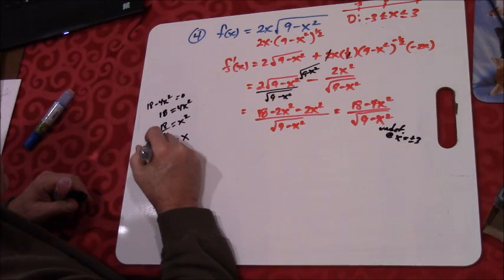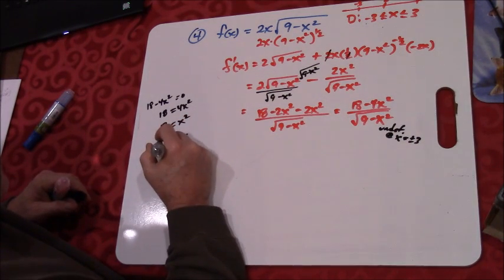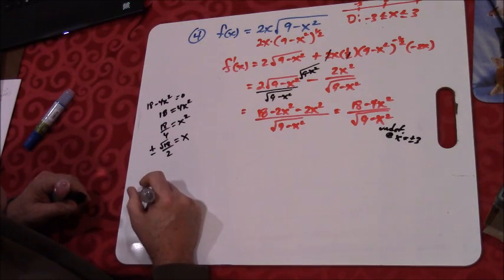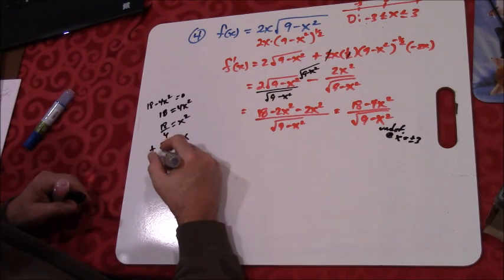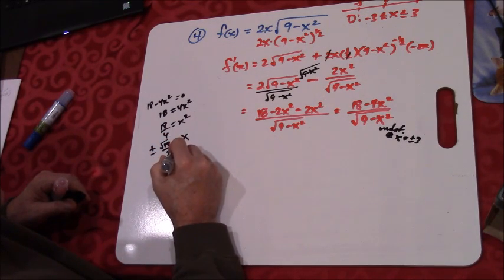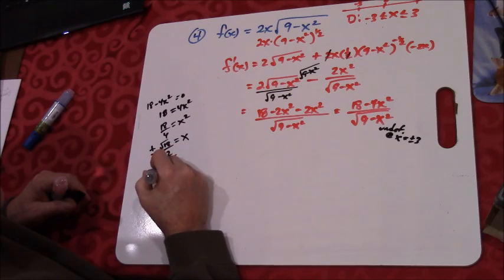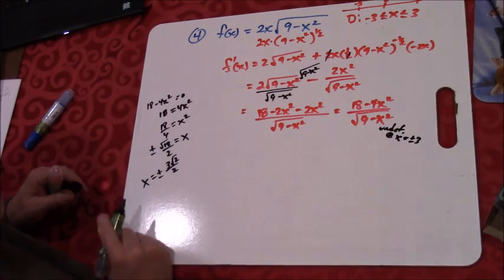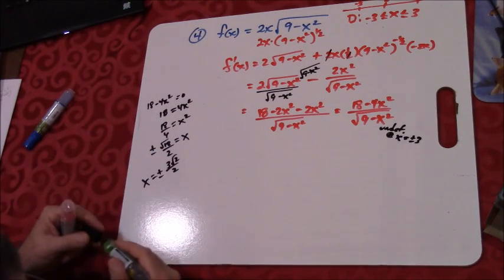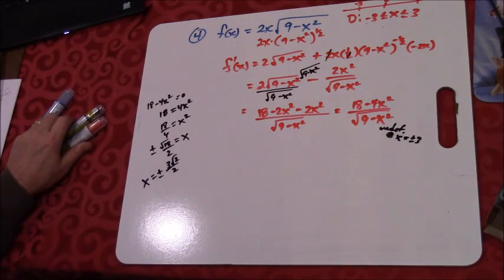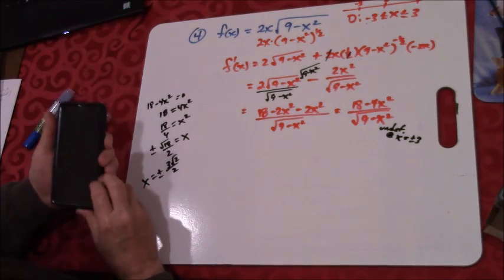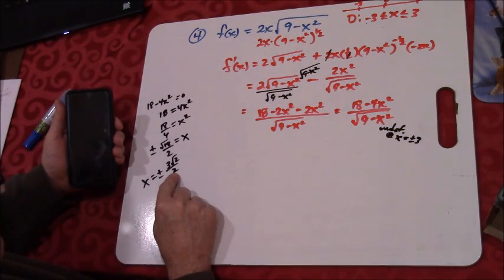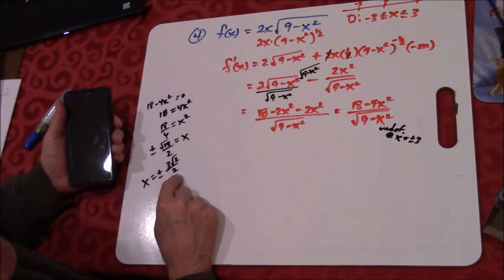So x equals plus or minus the square root of 18 over the square root of 4, which is 2. This would be 2 times 9. The square root of 9 is 3. So what I really have is 3 root 2 over 2, plus or minus. There's my critical numbers. Now, exactly what is that number? I don't really know. So let me get a decimal. I think we want to know what that number is.